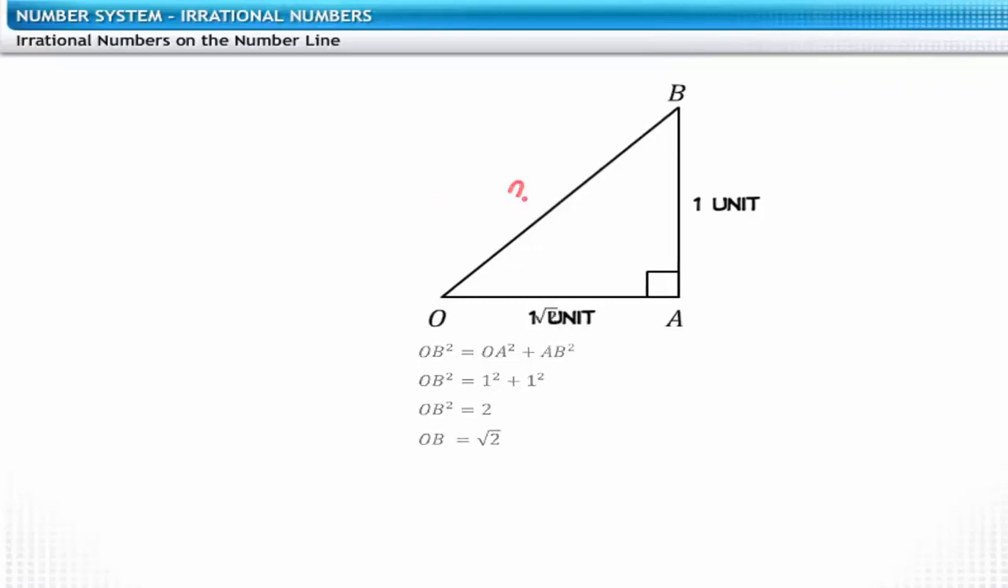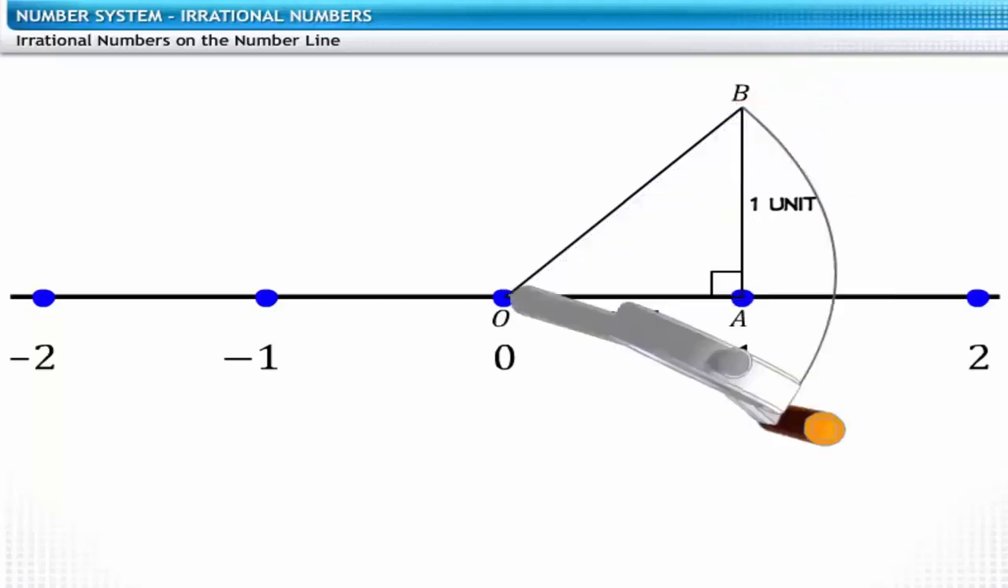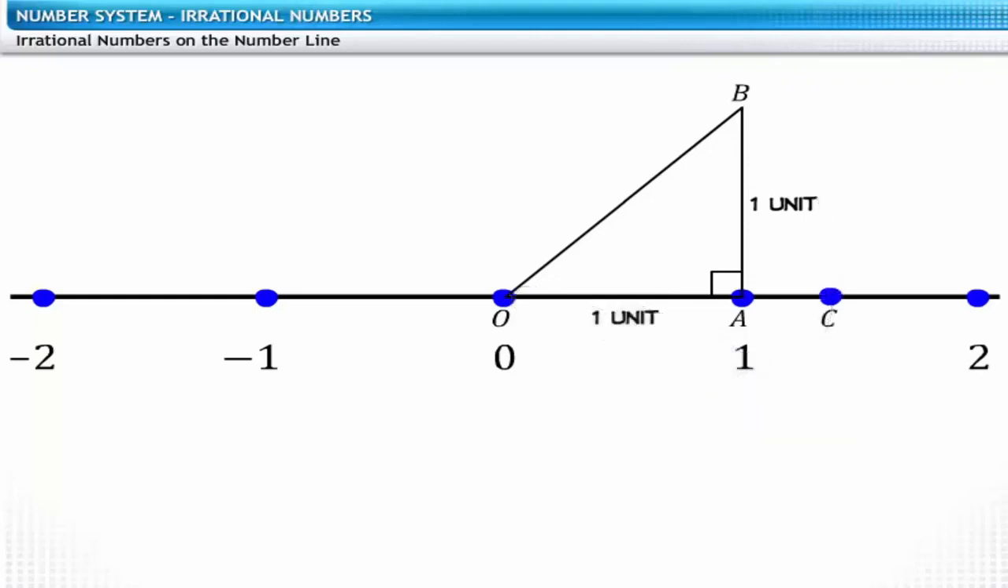If we represent OB on the number line, it means we are representing the value of the square root of 2. The vertex O of the triangle must coincide with the 0 on the number line. The vertex A will coincide with 1 on the number line. In order to represent the square root of 2 on the number line, mark the length OB with the help of a compass. Then, taking O as the center, we'll draw an arc on the horizontal line. Let's mark the point of intersection of the arc on the number line as C. The distance between O to C is the square root of 2. Hence, point C represents the square root of 2 on the number line.